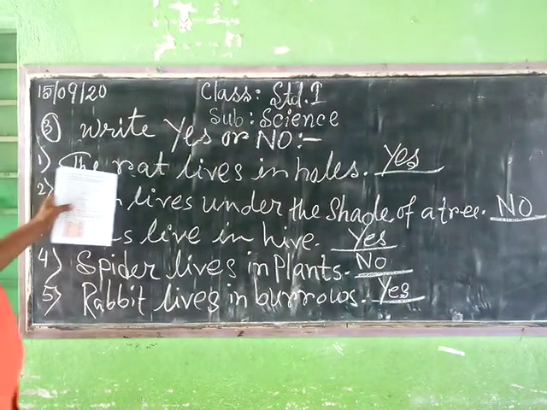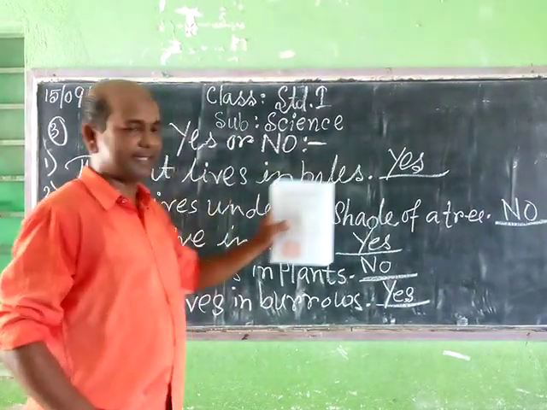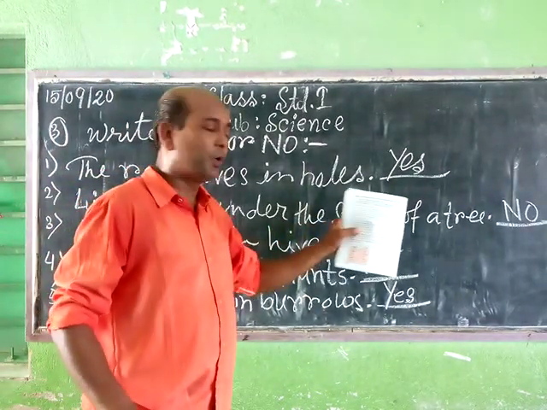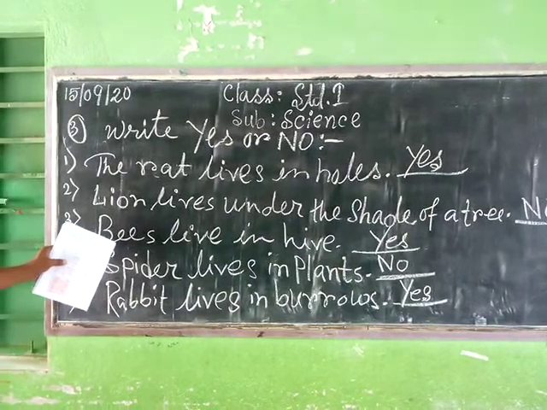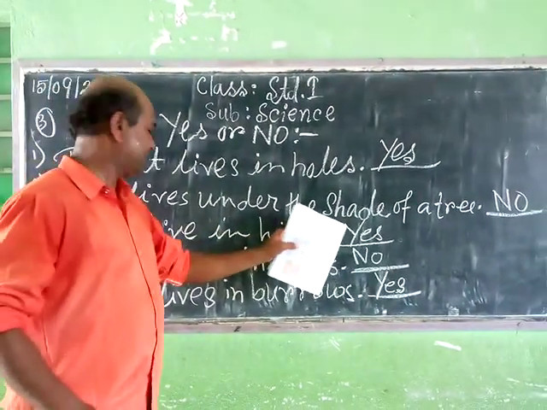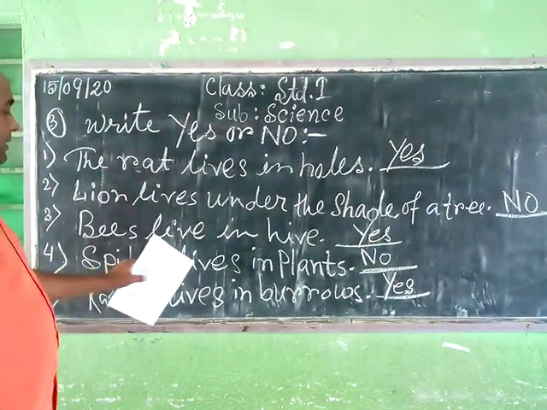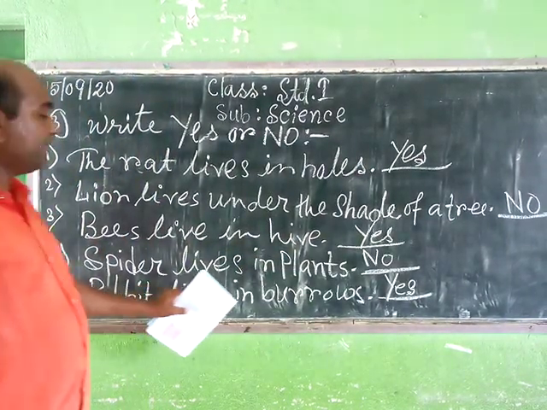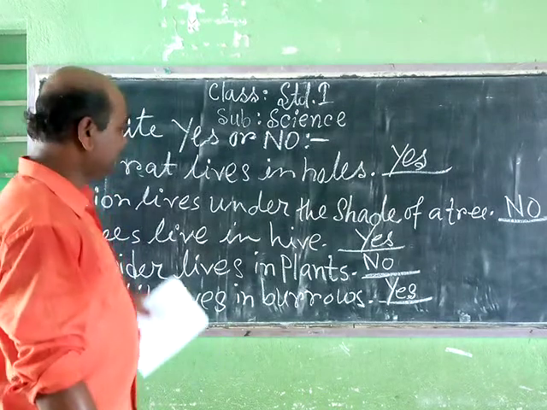The rat lives in holes? Yes. Lion lives under the shade of a tree? No. Bee lives in hive? Yes. Spider lives in a plant? No. Rabbit lives in burrows? Yes. Next.